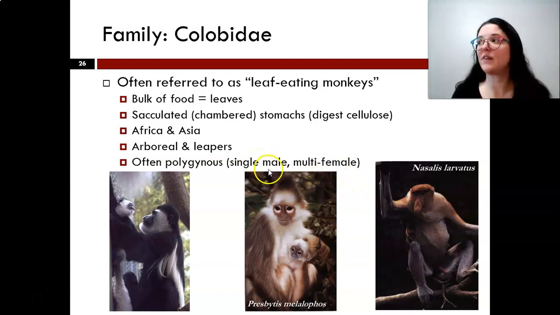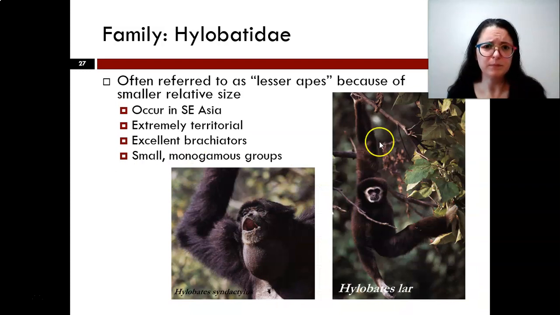We have some interesting variations here in terms of group form amongst primates, but the colobids overall as a group are most commonly polygynous in their organization.